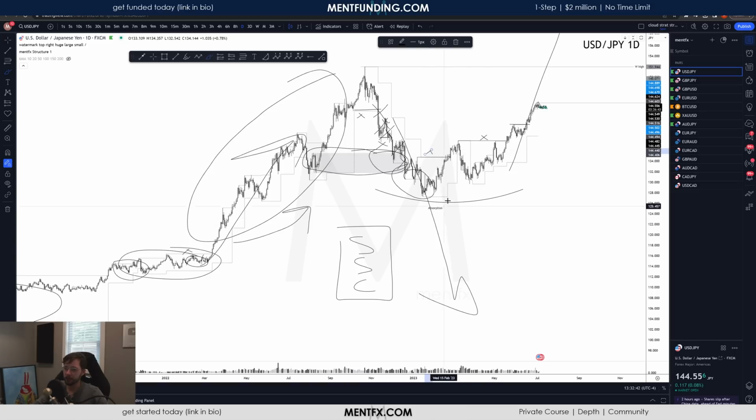So we broke this high right here. We broke this high right here. We reaccumulated exactly what we expect to happen into a proper SSC, exactly what we want to see. And then we started building the 2.0s.